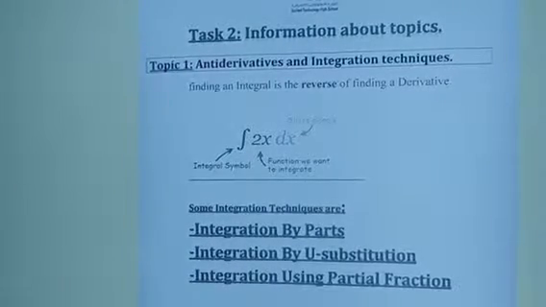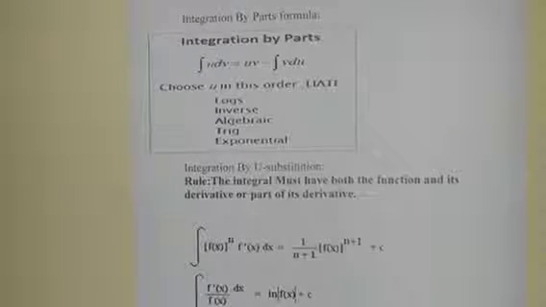Some integration techniques are integration by parts, integration by u substitution, and integration using partial fractions. Integration by parts has its own formula, which is written here as you can see. It is the integral of u dv equal to uv minus the integral of v du. Choosing u and dv in the first integral must be done in this order, which is LIATE, which means logarithms, inverse trigonometric, algebraic, trigonometric, exponential functions.